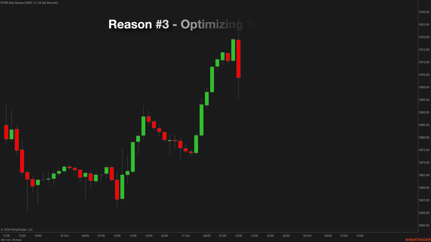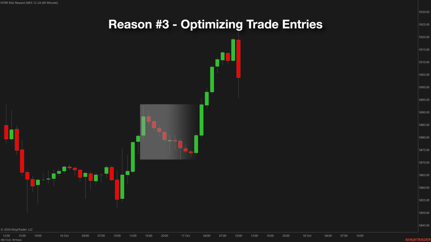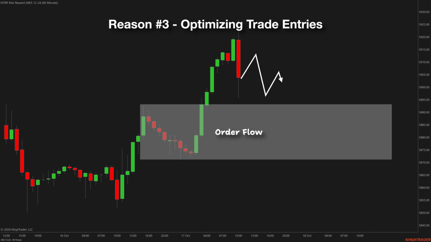Reason number 3, optimizing trade entries. Using multiple time frames allows traders to pinpoint the best entry and exit points. For example, let's say you're waiting for the price to pull back to an order flow zone, ready to go long with the bullish momentum.